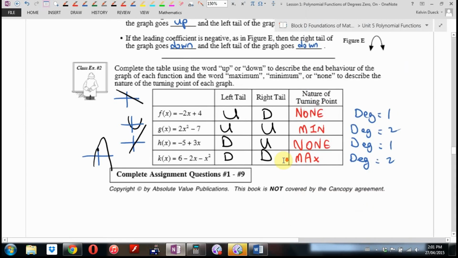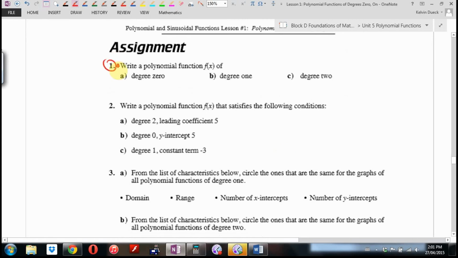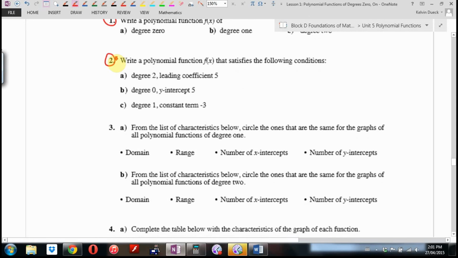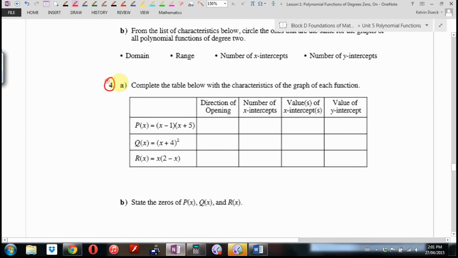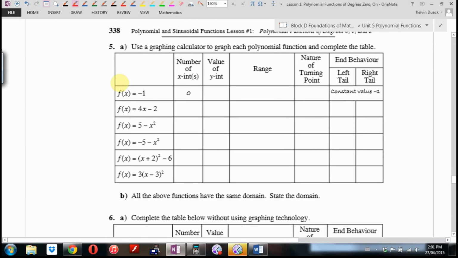What's your homework? Number 1. 2. 3 is good. 4 is good. 5 is good. Now 5 says use a graphing calculator. If you can do it in your head and visualize the graph, that's better. You're good. Glad you caught that.